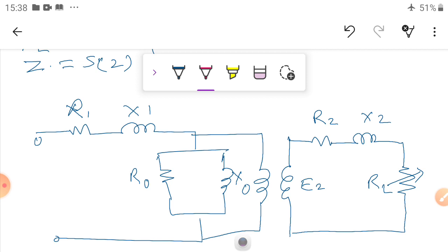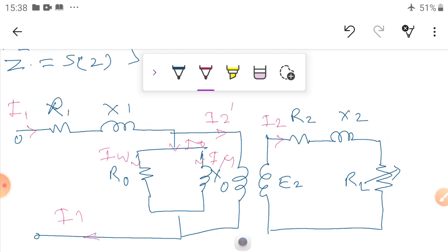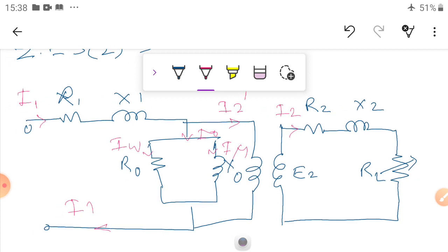Now what are the current values? The current I1, the no-load current I0, which has the magnetizing component I mu and the working component IW. Then you can write the I2 dash current, and similarly this is the I2 current. These are the equivalent circuit diagram of our induction motor.